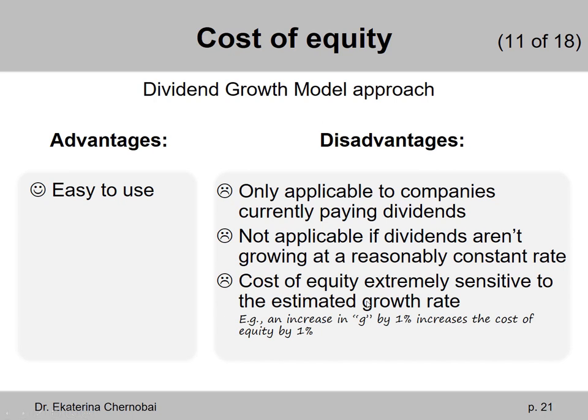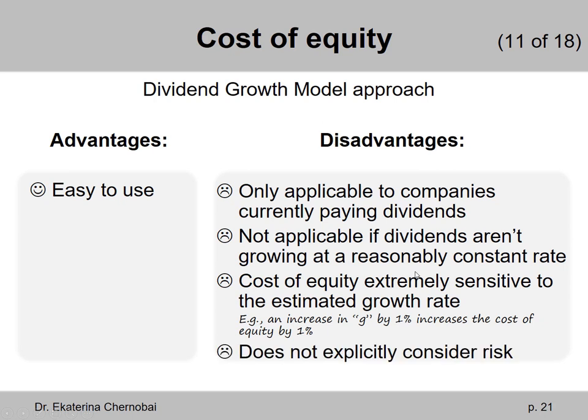Then the third disadvantage is that the cost of equity calculation is extremely sensitive to the estimated growth rate in the dividends. So if we are a little bit off, like maybe we are 1% off in what we are using for the g, the growth rate in dividends, then we will also be 1% off in our cost of equity. And that might be like the difference in tens of thousands of dollars from the firm's perspective.